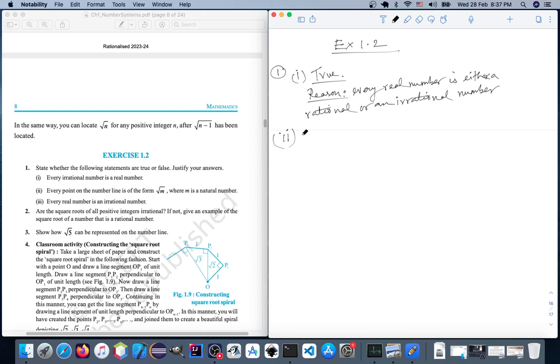Every point on the number line is of the form root over m, where m is a natural number. Every point. For irrational numbers, definitely it is. If we take any positive integer, then definitely it can be written in the form of root over m, where m is a natural number.